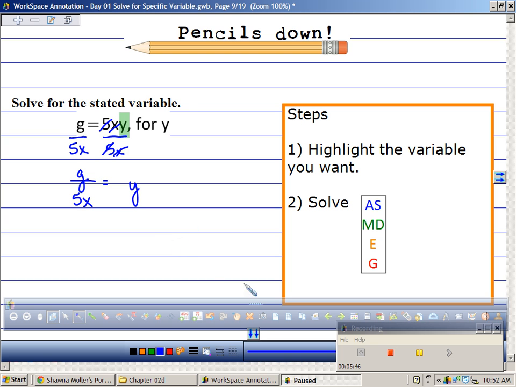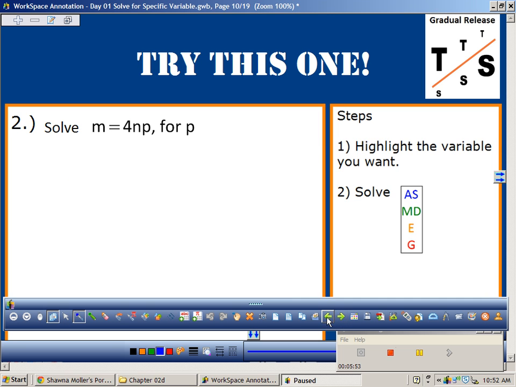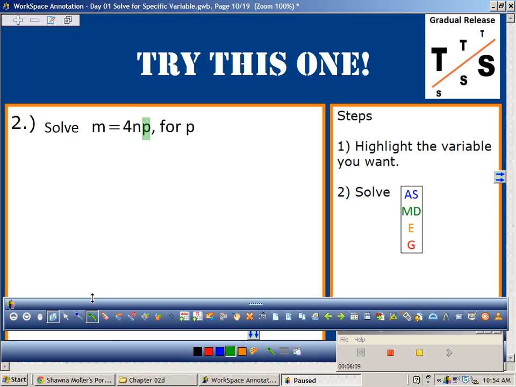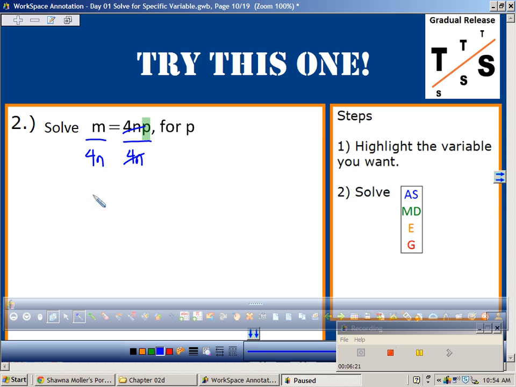Questions? Pretty straightforward, right? Yes, sir. Can I go faster? I'll try. You guys do this one. Okay, so I'm looking for P. In order to find P, I need to get rid of 4 and n. How are they bound together? So how are we going to undo them? Divide them. M divided by 4n equals P. Questions? Other than can we go faster?